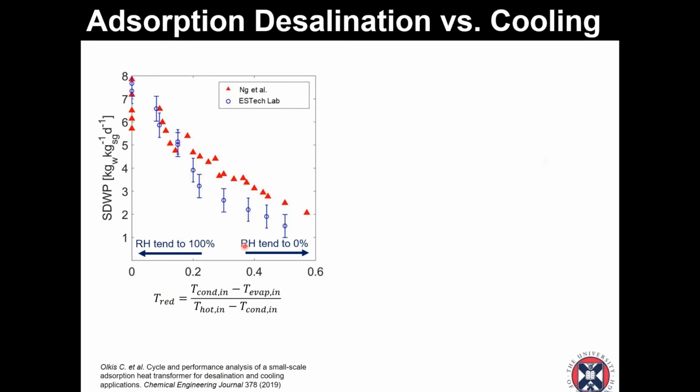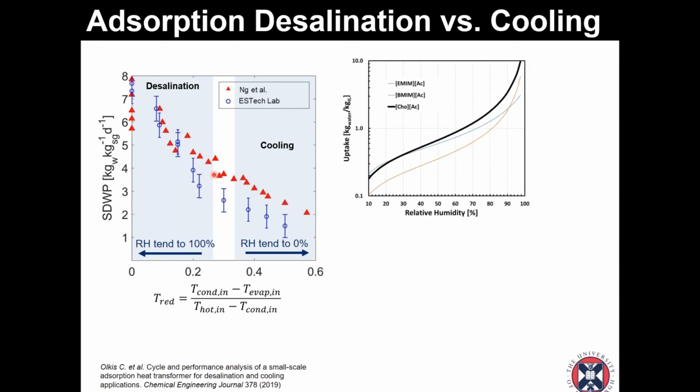What is the advantage then of working at a high value of T-red? If this is the zone defining desalination, this will be the zone defining cooling. So if we want to use the same process for cooling, what is clear from here is that we need to sacrifice something in water production. There is a trade-off: the process can provide desalination and cooling, but if you want more cooling, you need to sacrifice the amount of water, and vice versa.